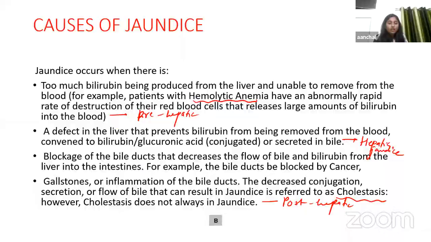Okay, so first we're going to learn prehepatic jaundice or hemolytic. So as the name suggests, prehepatic. Prehepatic means before the liver, the bilirubin before entering into the liver. Or hemolytic means whenever there is excessive destruction of RBC. So as the name suggests, prehepatic means whenever the bilirubin has not entered into the liver, and hemolytic means whenever excessive destruction of RBC is there.